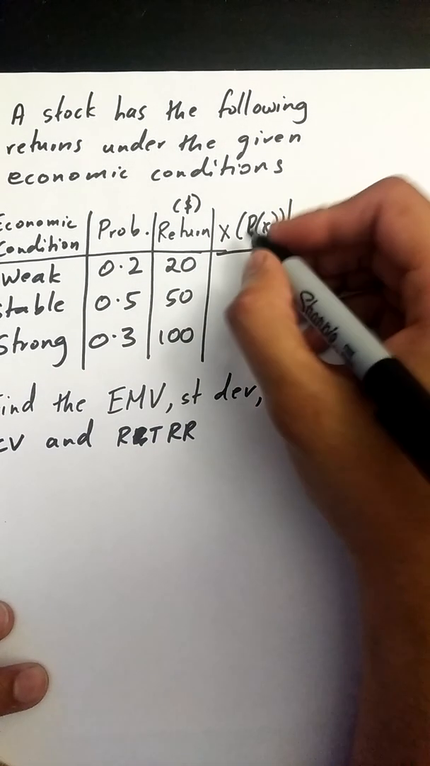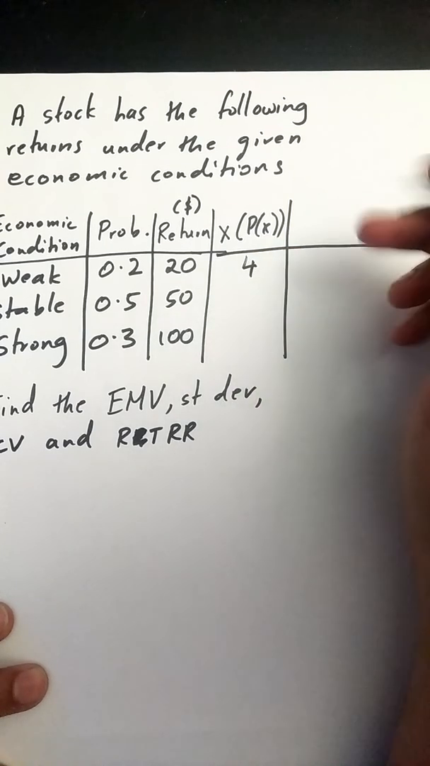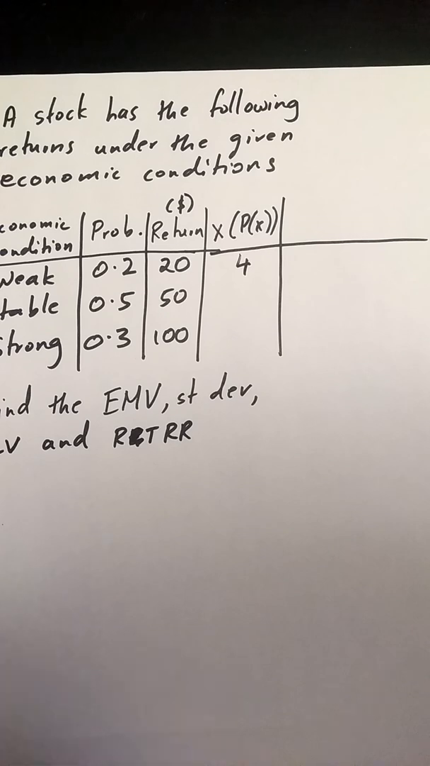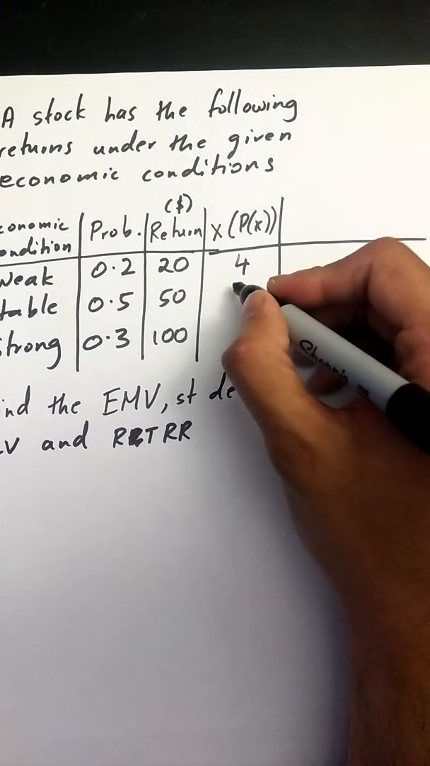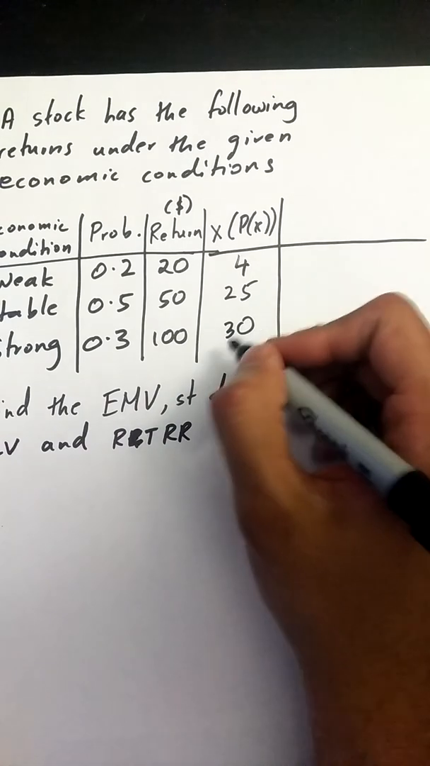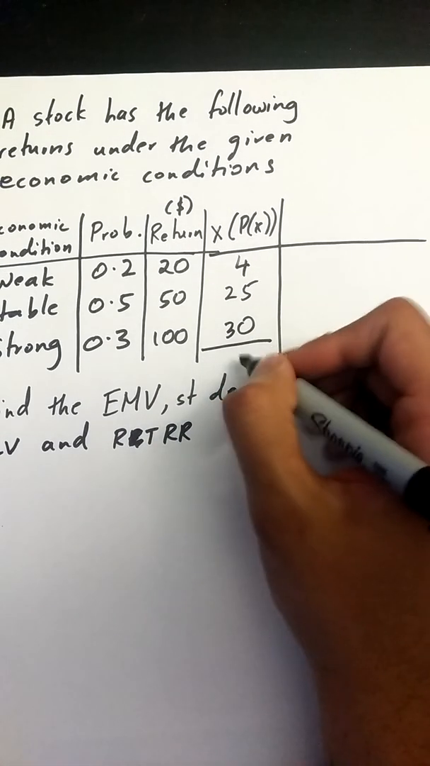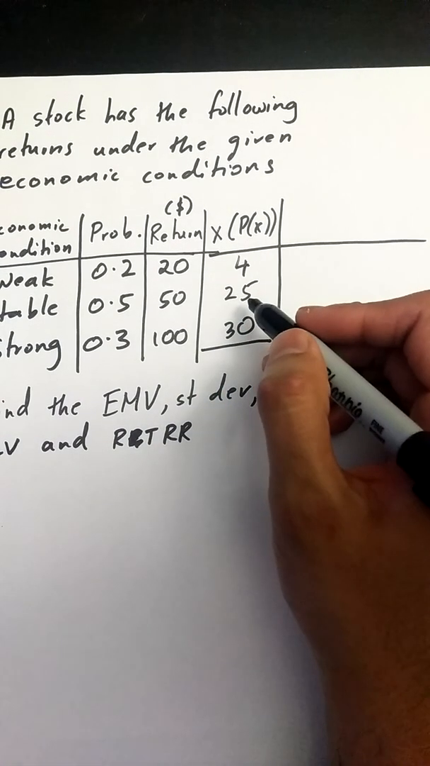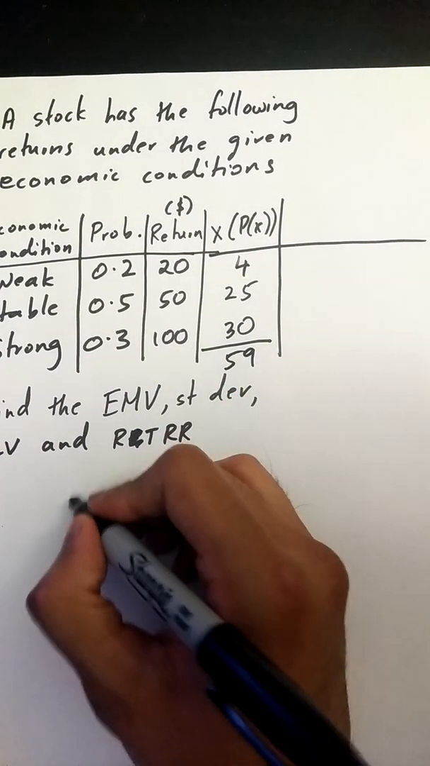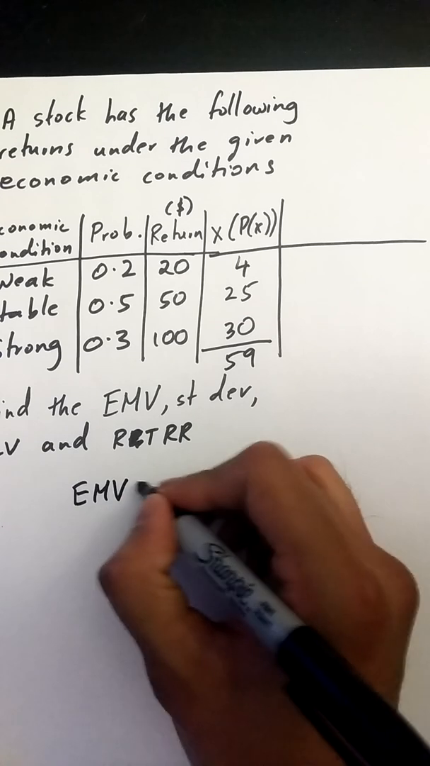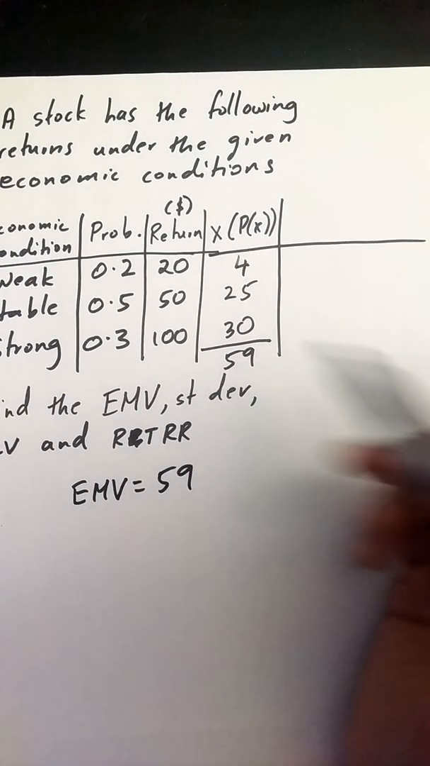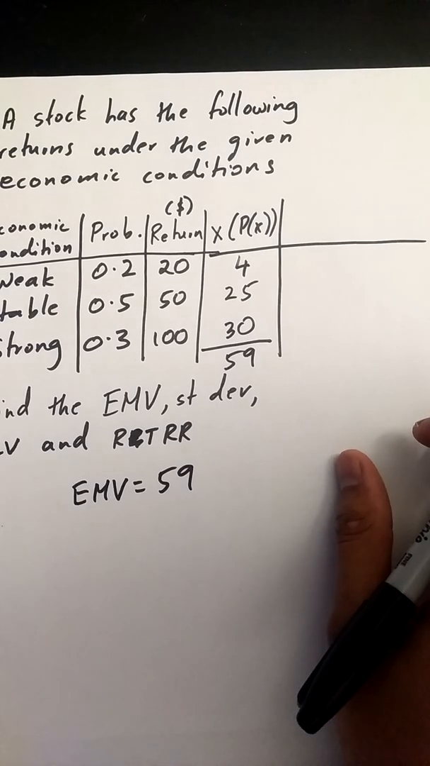So 20 times 0.2 is 4. 50 times 0.5 is 25. And 100 times 0.3, 30. And then I'm adding up this total here. So 4 plus 25 is 29. Plus 30 is 59. So my EMV is basically 59. So my expected monetary value, or my mean, is 59 for this example.